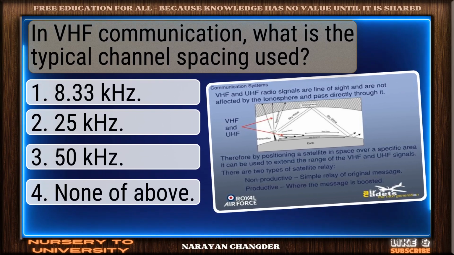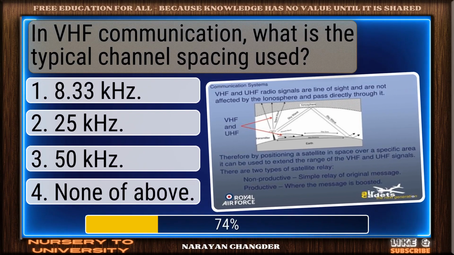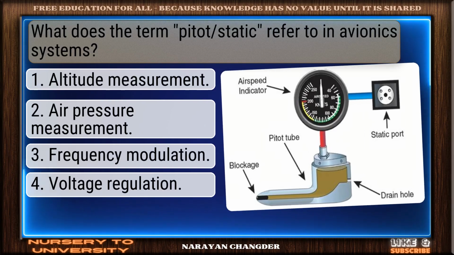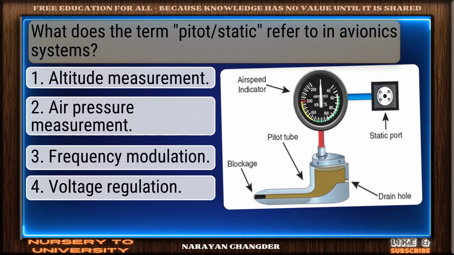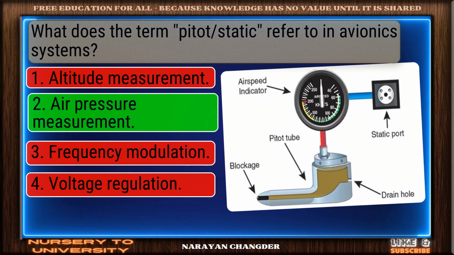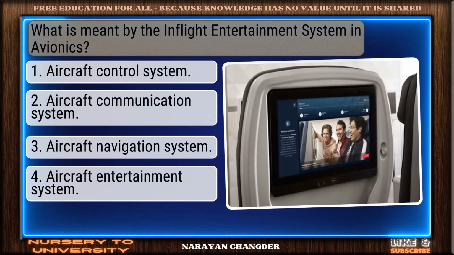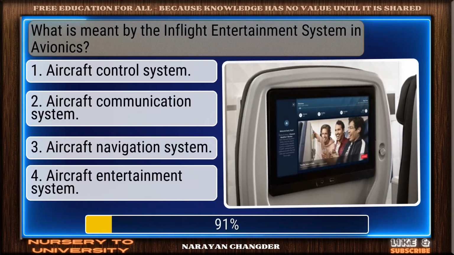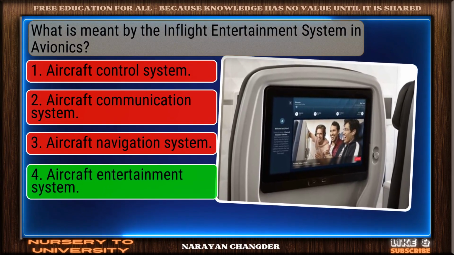In VHF communication, what is the typical channel spacing used? Excellent. 8.33 kHz is a brilliant choice. What does the term pitot static refer to in avionics systems? On track, air pressure measurement is the correct answer. What is meant by the in-flight entertainment system in avionics? Nice work. You chose aircraft entertainment system and it is correct.